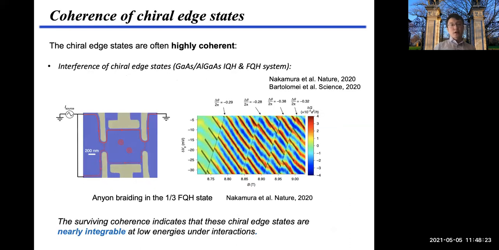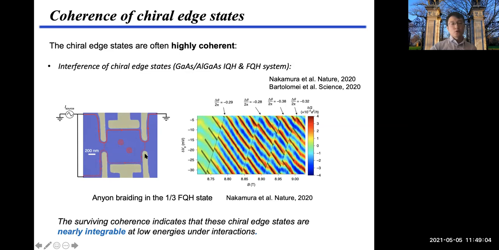So the chiral edge states are probably one of the most coherent systems one could find in condensed matter electron systems. This is also the foundation of the recent very interesting experiments detecting anyon braiding by Nakamura et al. and Bartolomei et al., who will also give talks in the coming sessions.